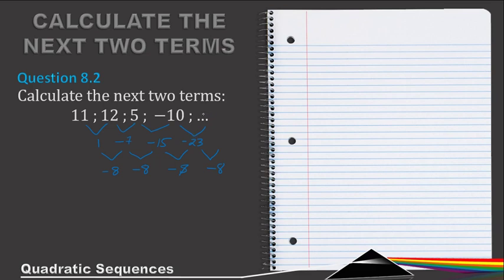Okay, so basically if I go from here to get the next number, I can now subtract another 23. So that gives me negative 33. And then subtract 8 from negative 23, so that gives me negative 31, sorry. And then subtracting 31, we get negative 64. Okay, so our next two numbers will then be negative 33 and negative 64.